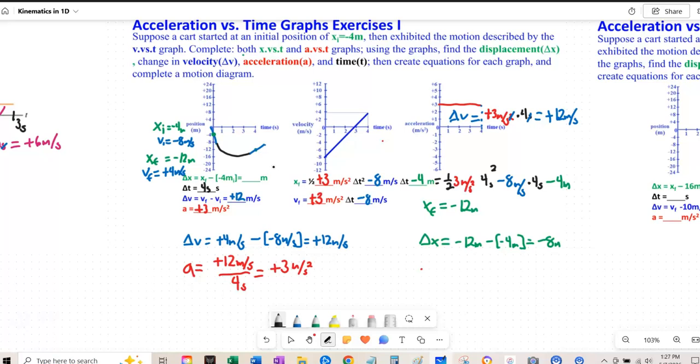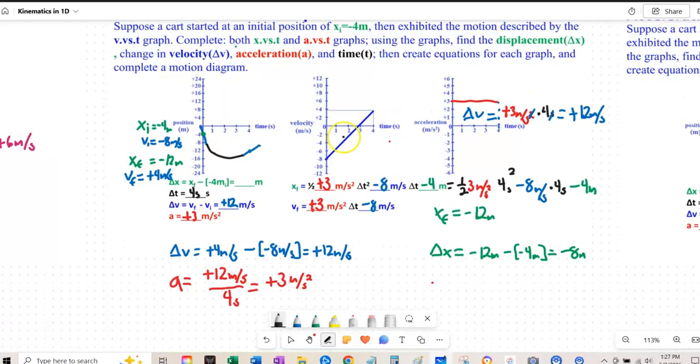Okay? So this is all the information that we have right here. And that is how to construct, using a velocity versus time graph and the information there and a starting position, we were able to construct an acceleration versus time graph, fill out all these variables, and construct a position versus time graph. And that's how all 3 of these graphs are related to each other, right? They all really do a good job at helping us out.